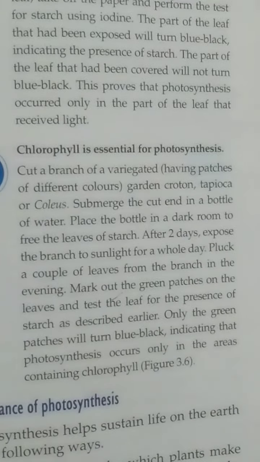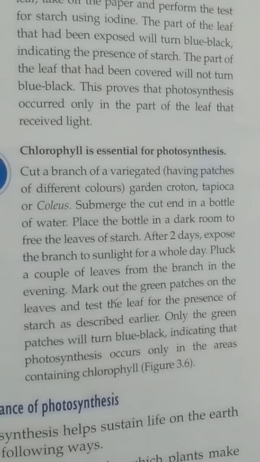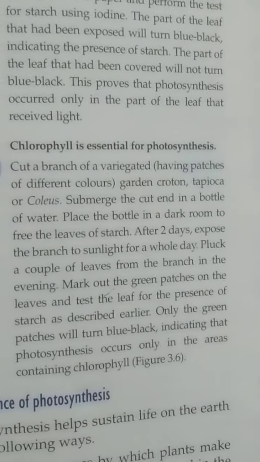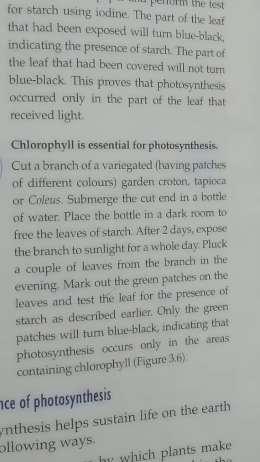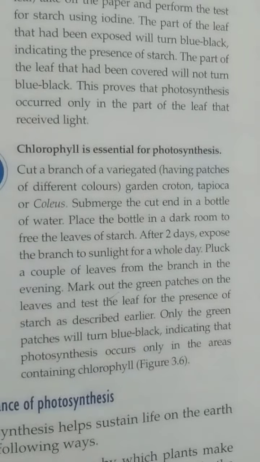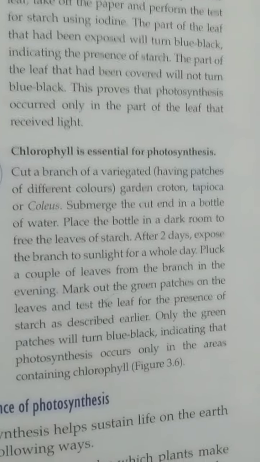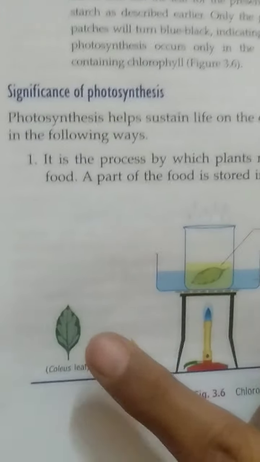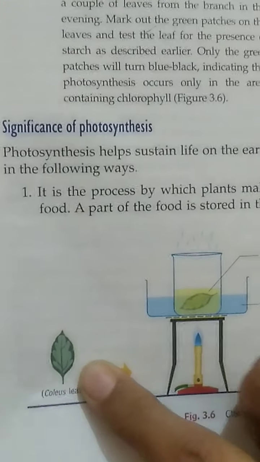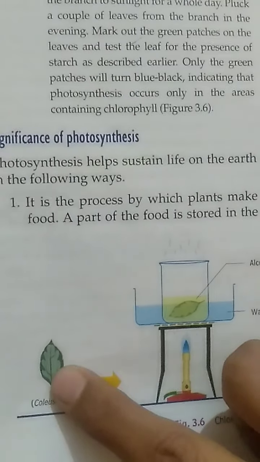Now students, variegated plants are those plants whose leaves have patches of different colors, and these plants we can see in our school compound. In our school compound you can see plants whose leaves have patches of different colors, like green and light green. So students, I will show you one leaf here. This is an example of a variegated leaf. This leaf has patches of green and light green color.